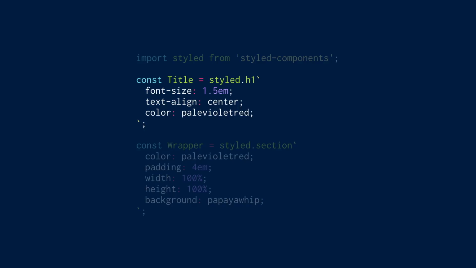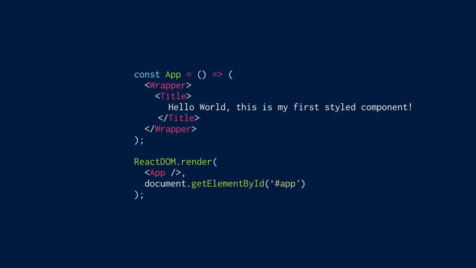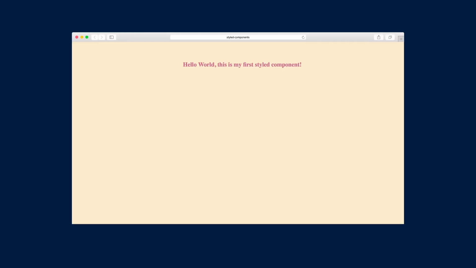So anyhow, the Title variable here is now a React component that renders an h1 tag with certain styles applied. And similarly, this Wrapper variable down here renders a section HTML tag with some padding, 100% width and height, and a background of papayawhip. Now, these are just React components, so you can just render them like any other React component, right? We just render our Wrapper, we render our Title, and then we put some text into it. And surprisingly, that renders an h1 tag and the Wrapper section that have the styles applied, right?